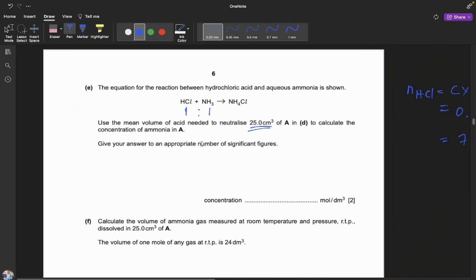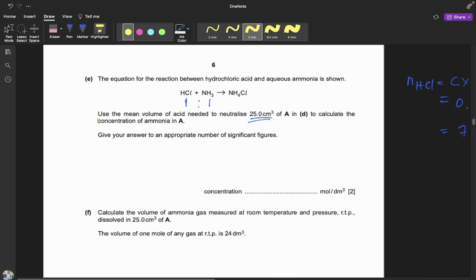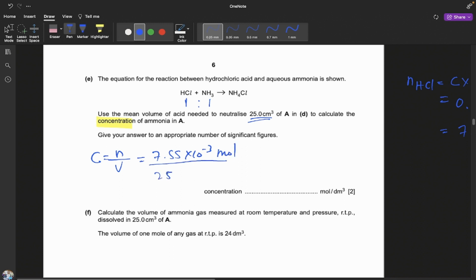Moles. The question is asking for the concentration. So concentration can be found by moles divided by the volume. The volume is already given. So the moles is 7.55 times 10 to the power of minus 3 moles, and the volume is 25 times 10 to the power of minus 3 decimeter cube. 10 to the power of minus 3 and 10 to the power of minus 3 cancel. If you use a calculator, 7.55 divided by 25, you get 0.302 mole per decimeter cube. Okay.